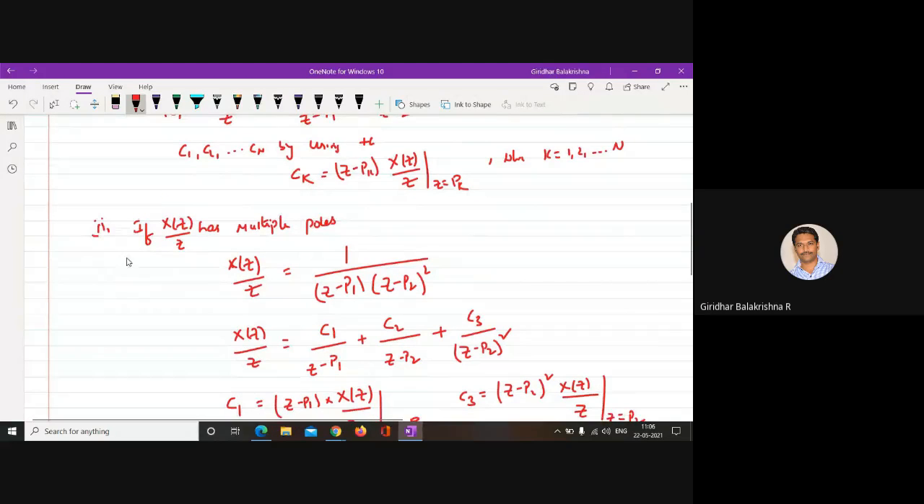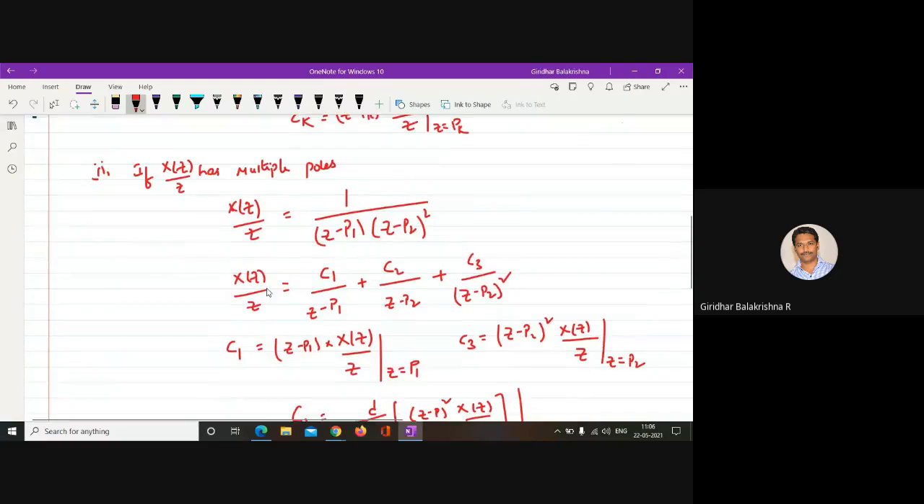Next, second case, if X of z by z has multiple poles, let us consider an example. X of z by z equals 1 by z minus p1 and 1 by z into z minus p2 whole square. Here z minus p1 and z minus p2 are distinct, but we have z minus p2 whole square. That means this pole is repeating twice, that is a multiple pole. So while expanding, we can represent this as c1 by z minus p1 plus c2 by z minus p2 plus c3 by z minus p2 whole square.